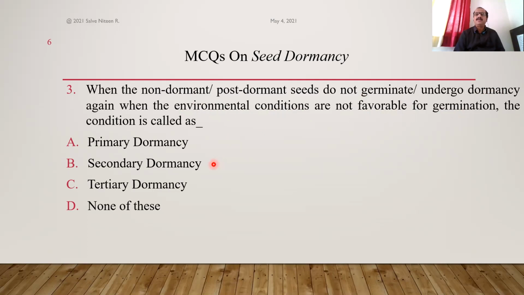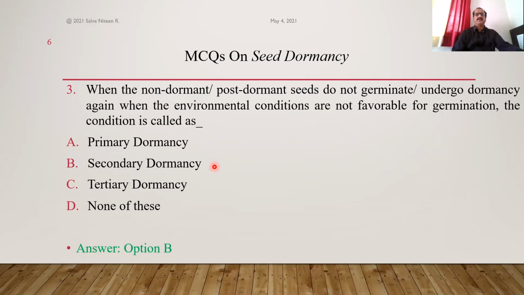So this is the dormancy which is induced afterwards, after the seeds have been dispersed. The dormancy which is present when the seed is shed from its mother plant is inherent dormancy, and it is called primary dormancy. The dormancy which is present in the seed before its dispersal is called primary dormancy, whereas the dormancy which is induced in the seed after the seed has been dispersed, when the environmental conditions have become unfavorable for germination, is called secondary dormancy. So here the answer is B, secondary dormancy.